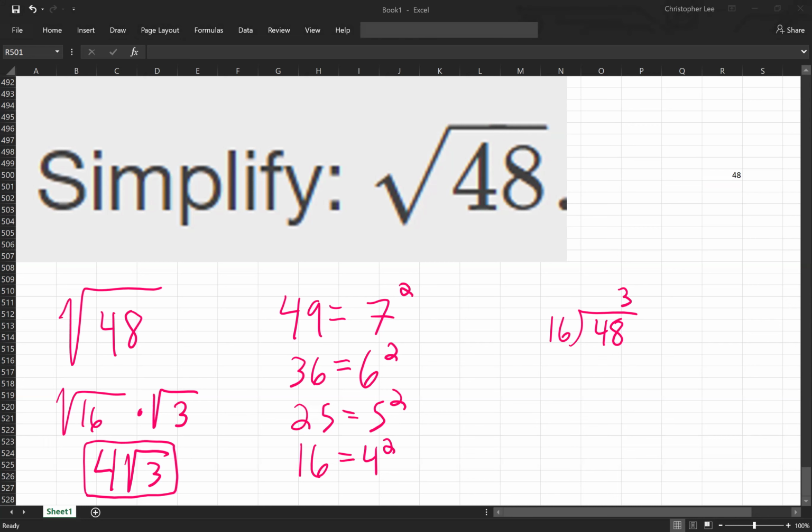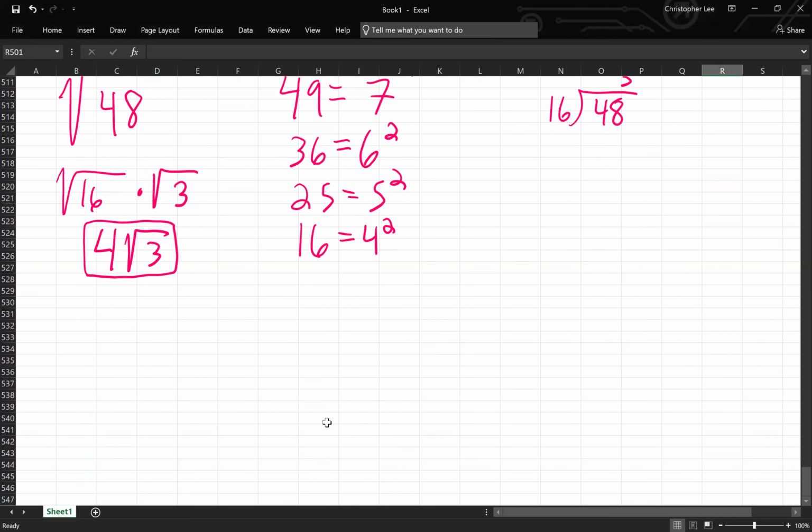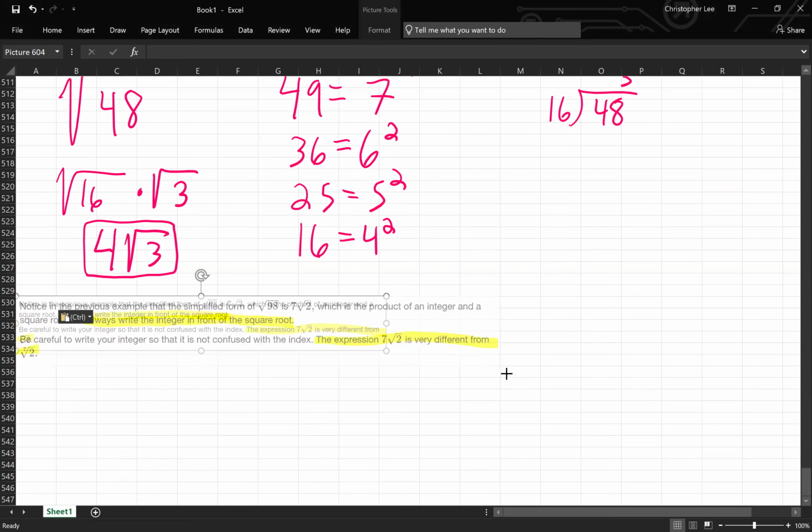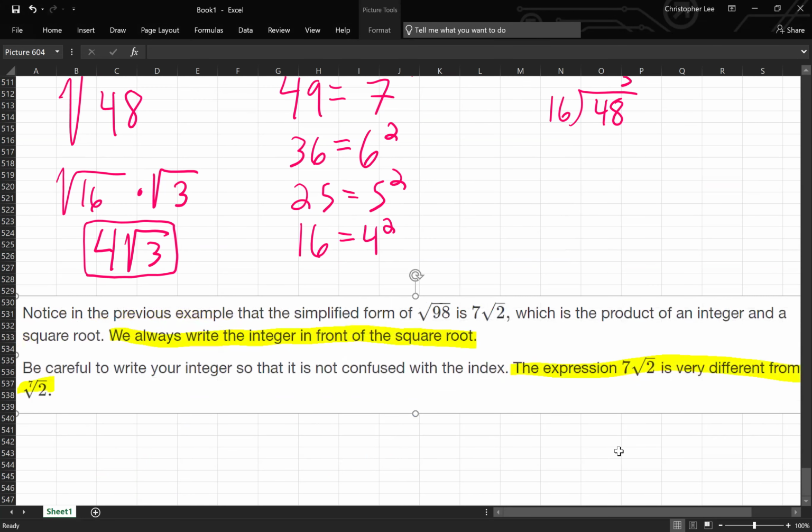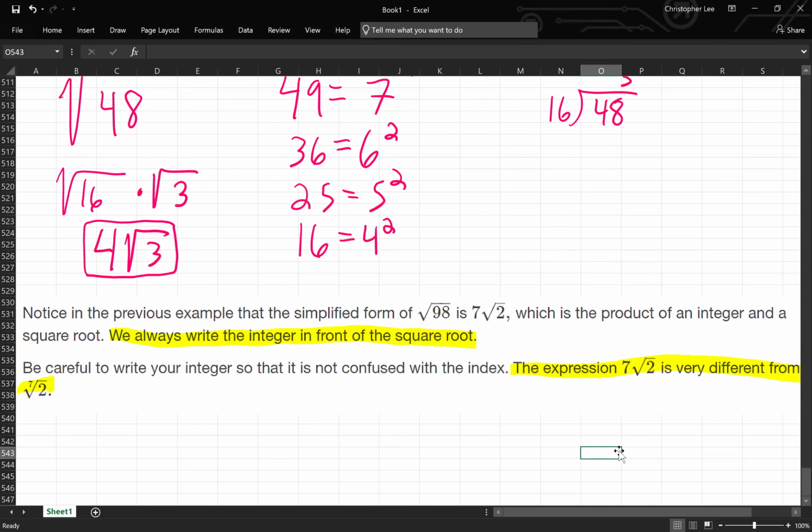Let's talk a little bit more. So notice, in the previous example that we simplified, the simplified form of the square root of 98 is 7 square root 2, which is the product of an integer and a square root. We always write the integer in front of the square root. Be careful to write your integer so that it is not confused with the index. The expression 7 square root 2 is very different from the seventh root of 2.